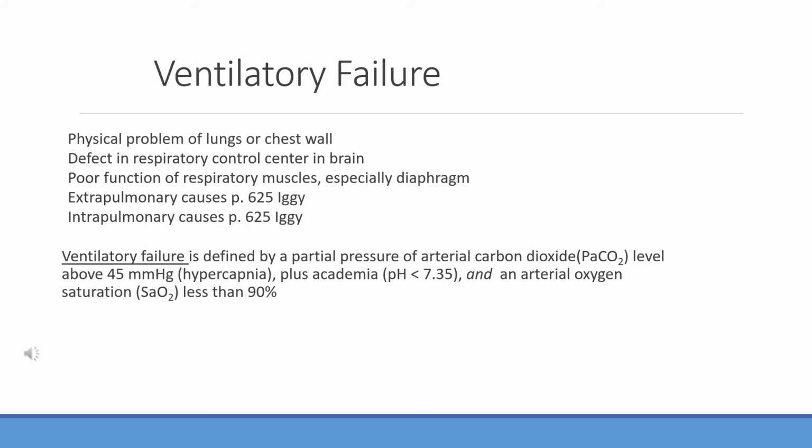Now, there are three criteria that have to be met in order for it to be ventilatory failure. One is that the arterial carbon dioxide, or the PaCO2 level, has to be above 45 millimeters of mercury, which gives us that diagnosis of hypercapnia, plus acidemia, which means the pH is less than 7.35, and they must have an arterial oxygen saturation, or O2 sat, of less than 90%. So again, these three criteria must be met for this to be considered ventilatory failure.